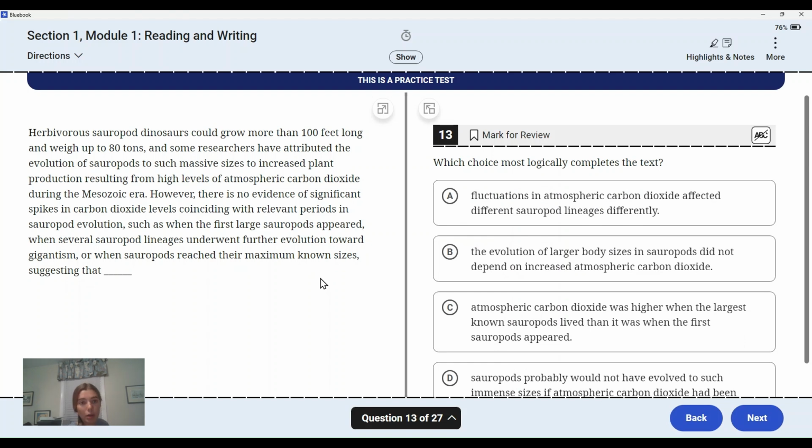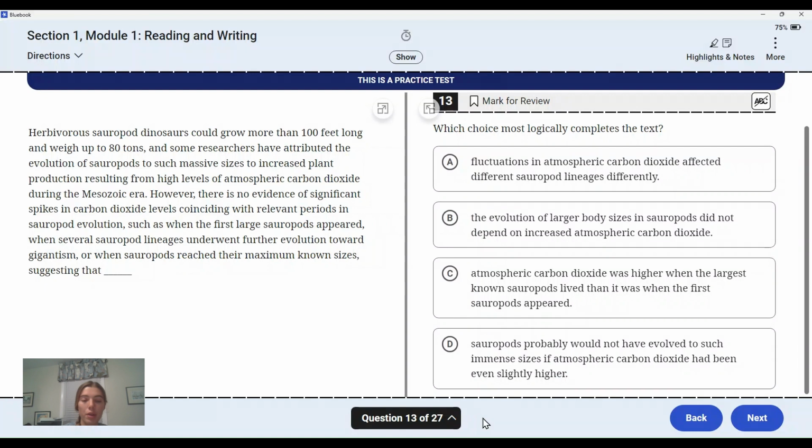So, for this type of problem, I would generally go ahead and recommend that you read them twice. First, that you read it once and then pick an answer, and then you read it a second time. So, first, you kind of want to get an idea of what they're asking for here. What is the relationship between increasing size of sauropods and carbon dioxide?